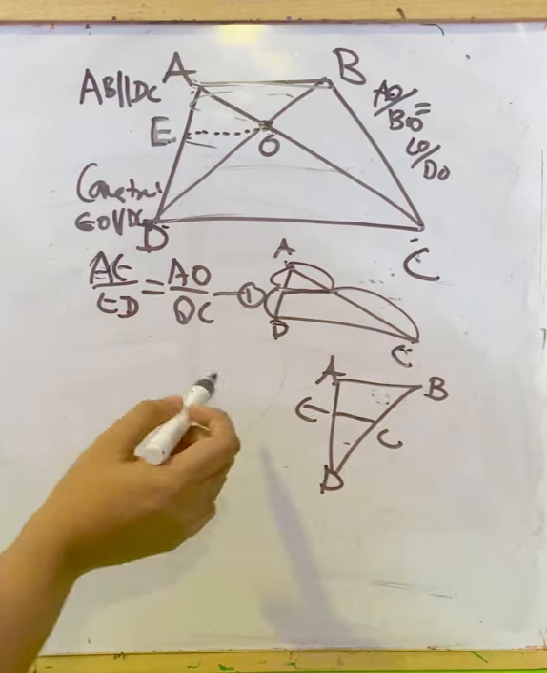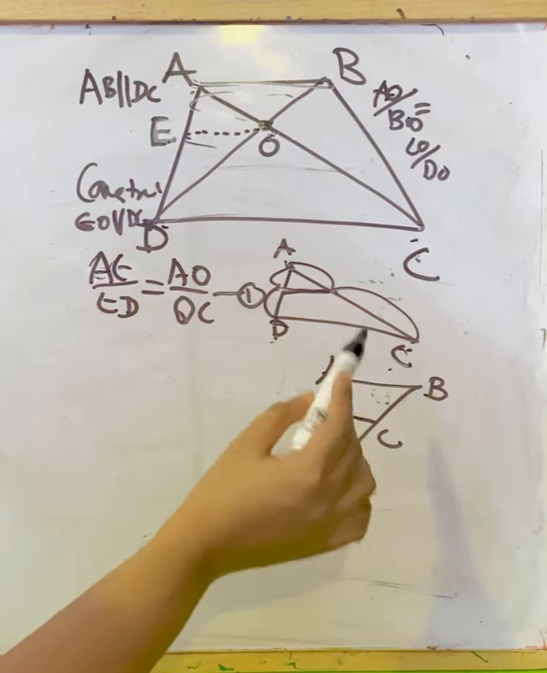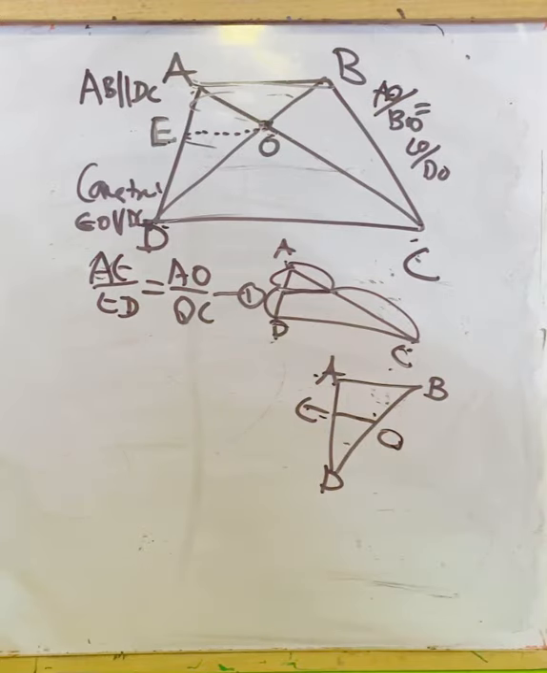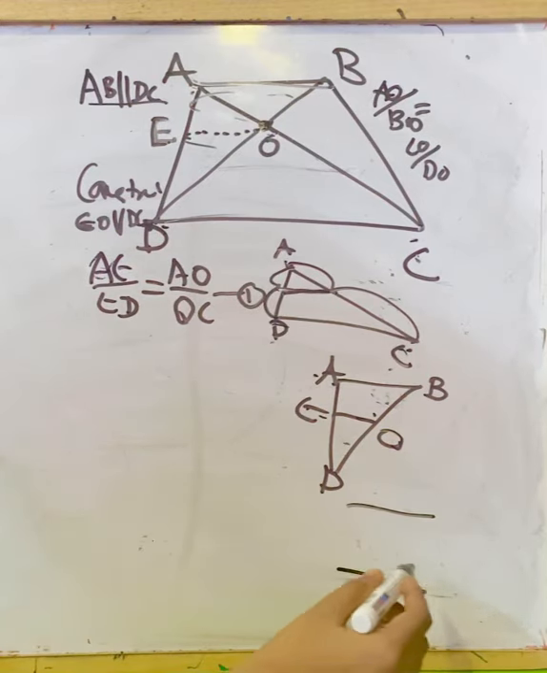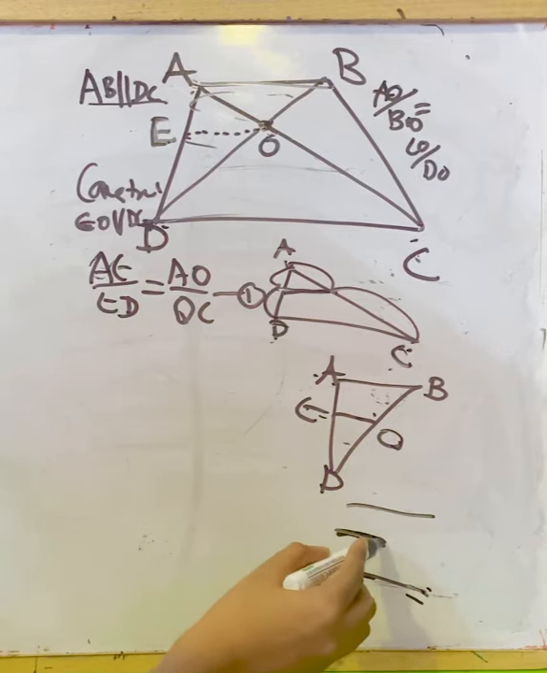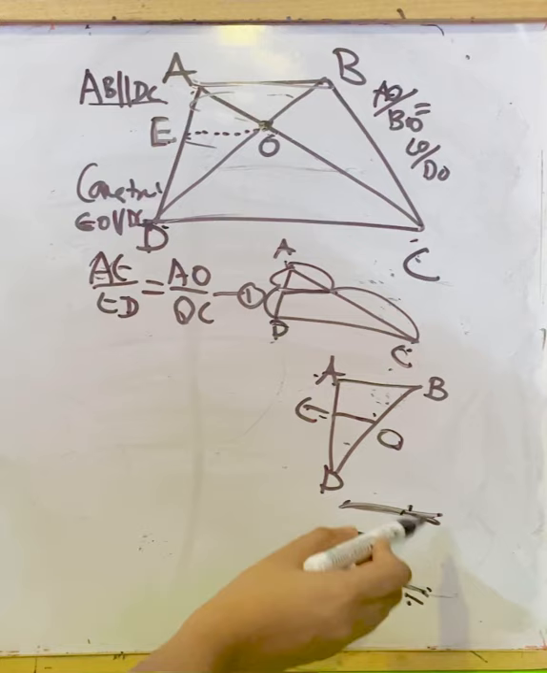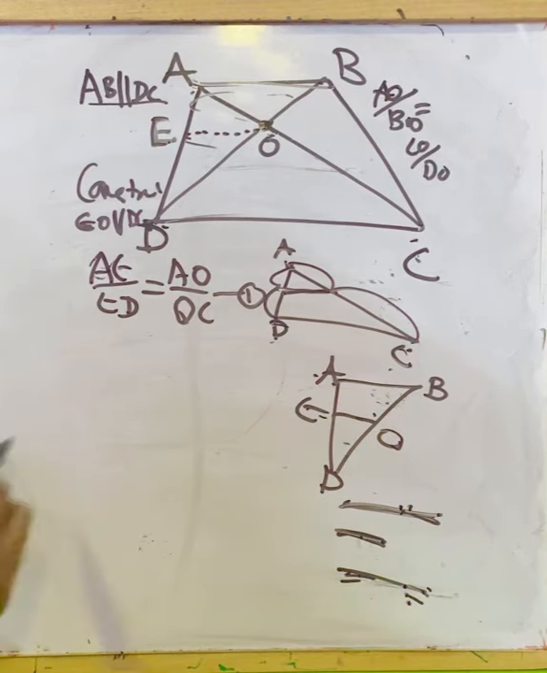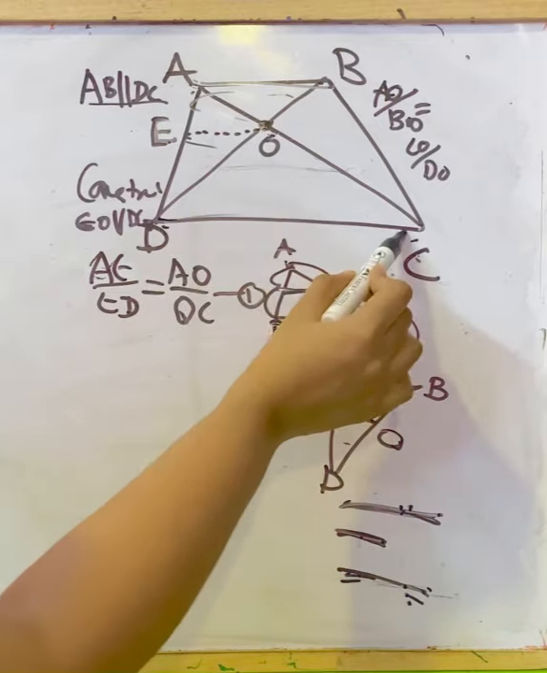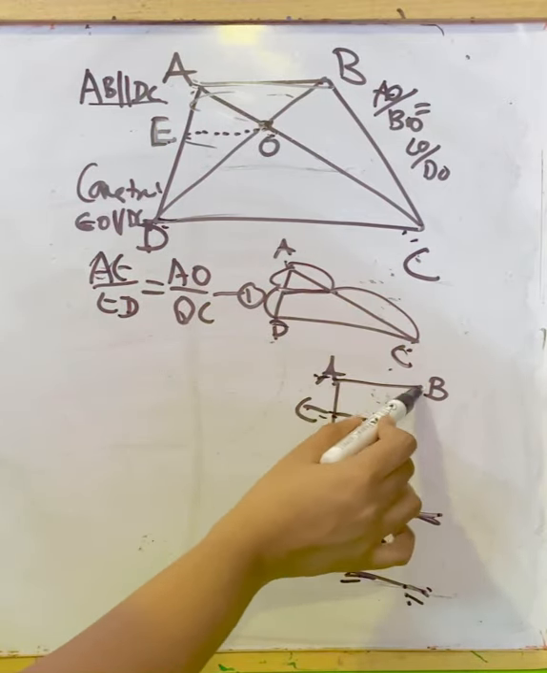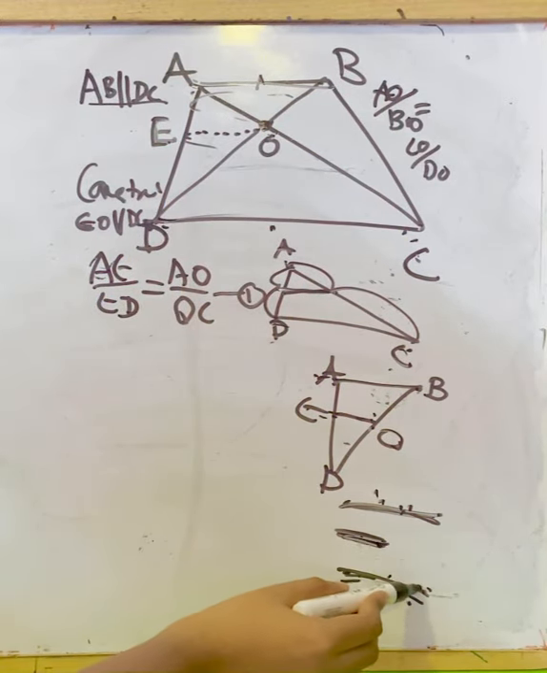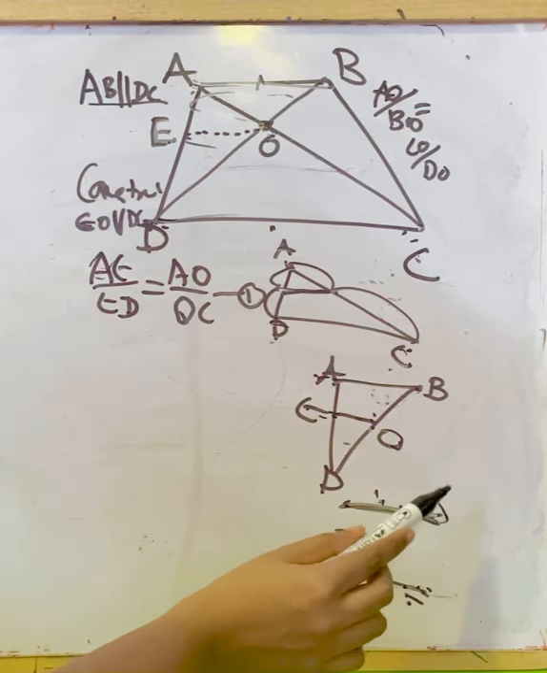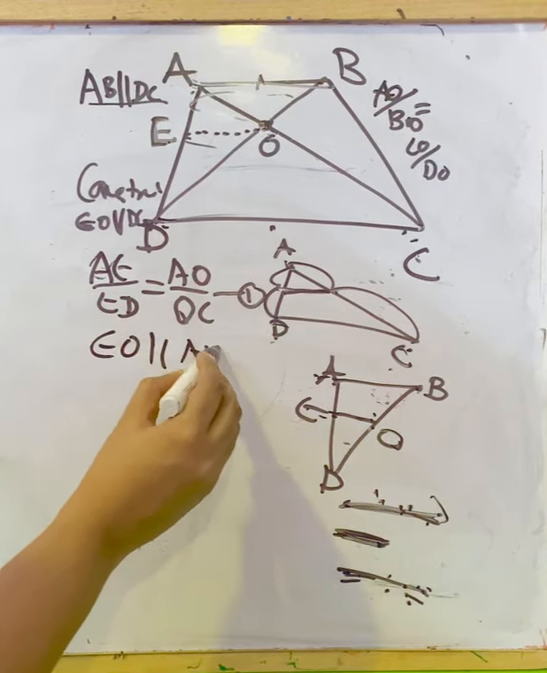EO parallel to DC. Then if EO is parallel to DC, we can say EO is parallel to AB too. Why? Because AB and DC are parallel lines. If these two lines are parallel, and now we construct a third line which is parallel to one of them, then we can say this line is parallel to the other one also. Like that, we constructed EO parallel to DC. Then we can say EO will be parallel to AB too, because AB and DC are parallel lines. So EO parallel to AB.